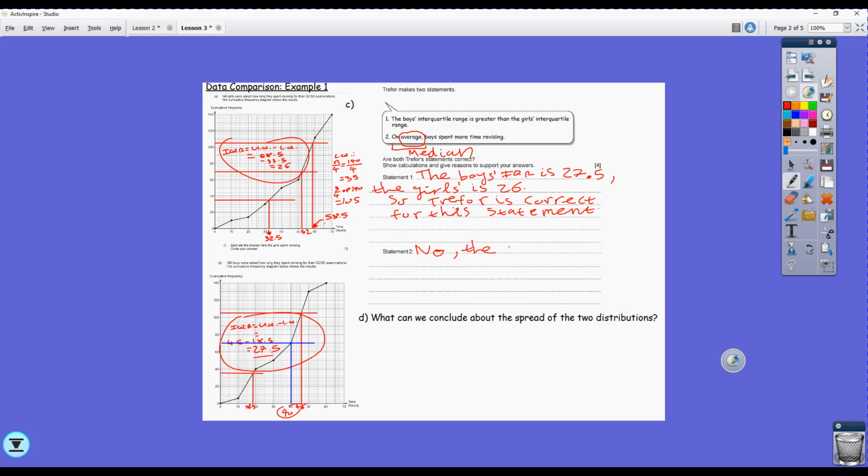The girls had a median time. You have to mention the word median here to indicate that you're using the median as the average. So the girls had a median time revising or studying of 52, so we can see that here, 52 hours. The boys, so maybe a semicolon will work there, the boys' time was only 40 hours.